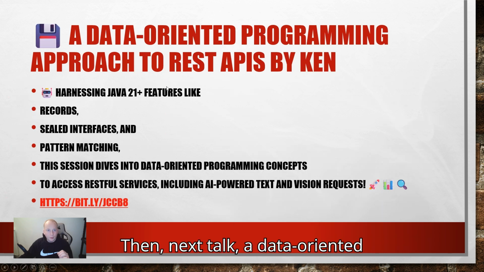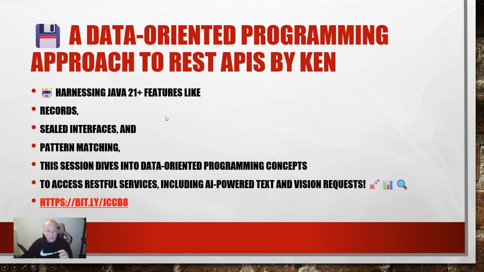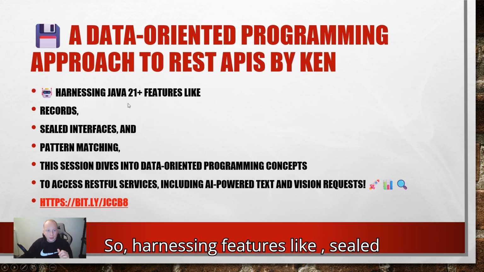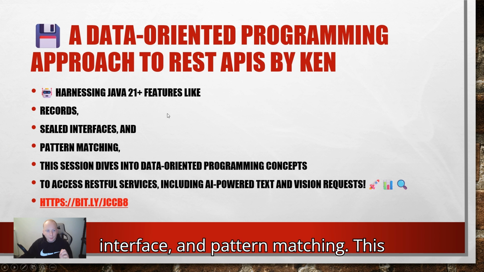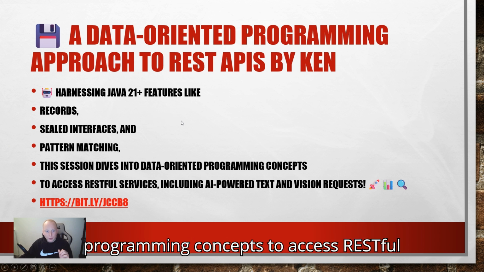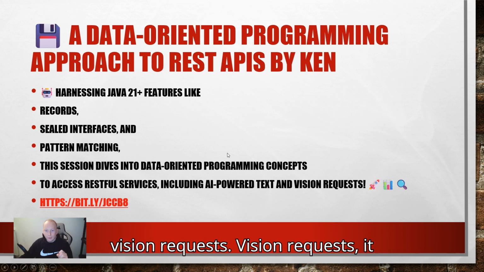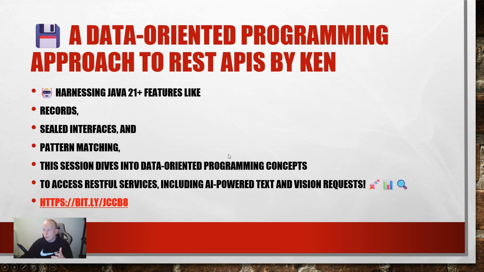Then next talk, a data-oriented programming approach to REST API by Ken. So harnessing Java 21 features like records, sealed interfaces, and pattern matching. This session dives into data-oriented programming concepts to access RESTful services, including AI-powered text and vision requests. Vision request means sending pictures to the AI agent. And you can see the video at bit.ly/gccb8.